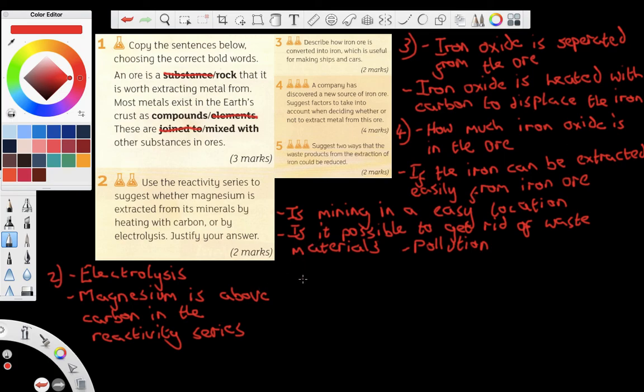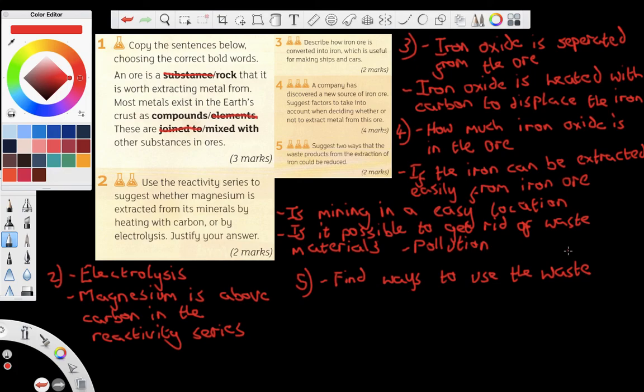Final question, number 5. Suggest 2 ways that the waste products from the extraction of iron could be reduced. So you could find ways to use the waste products. So find ways to use the waste. So examples, if you displace iron from iron oxide using carbon, you make lots of carbon dioxide. Can you find a new way to use that carbon dioxide?